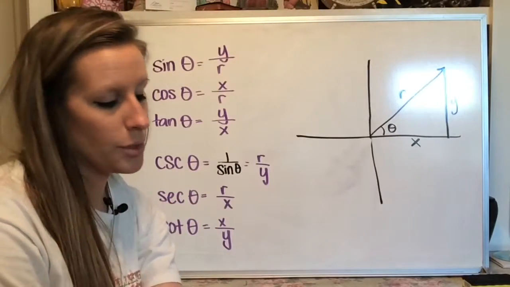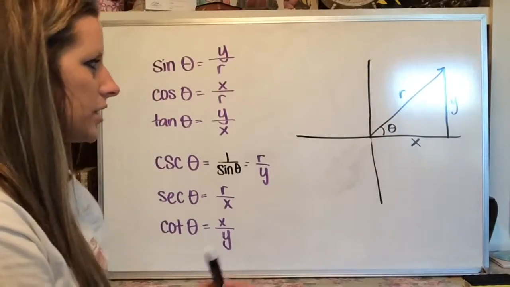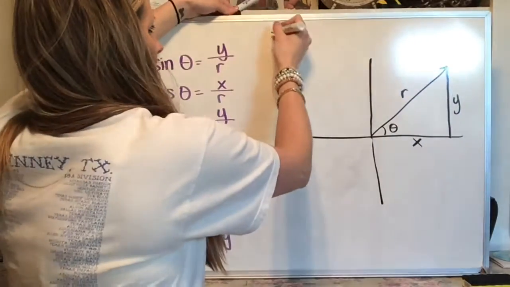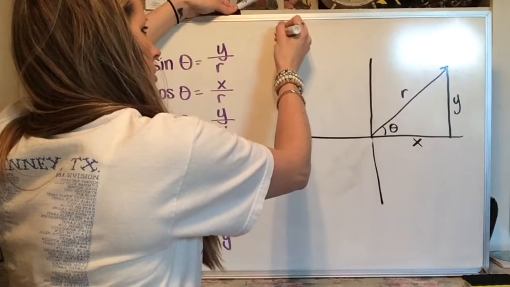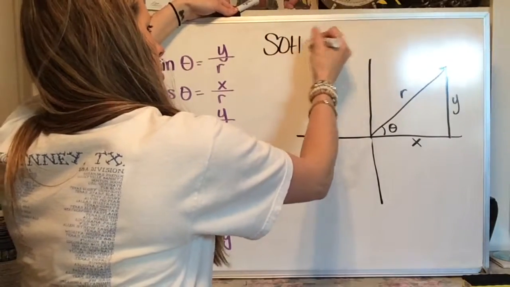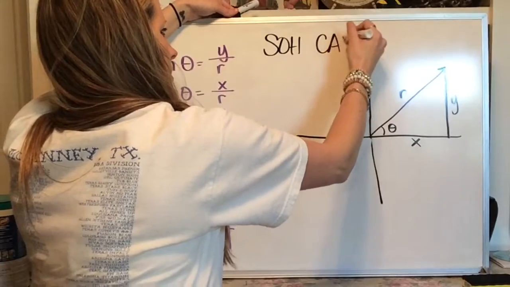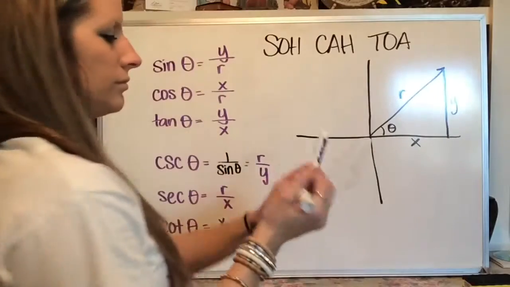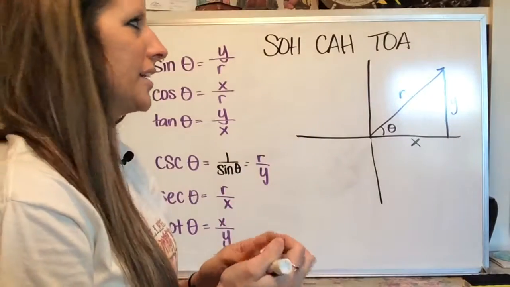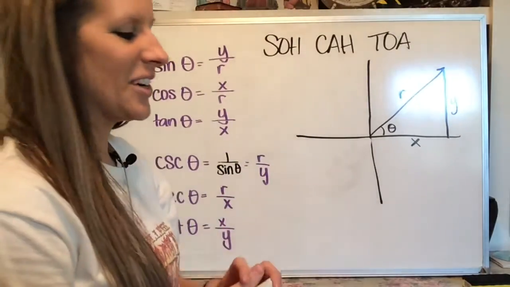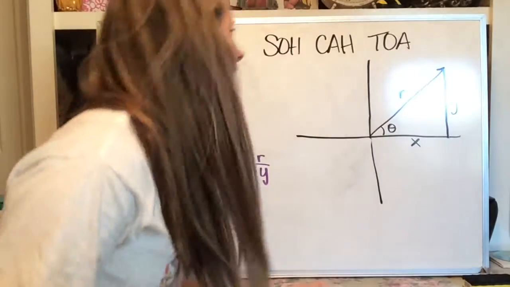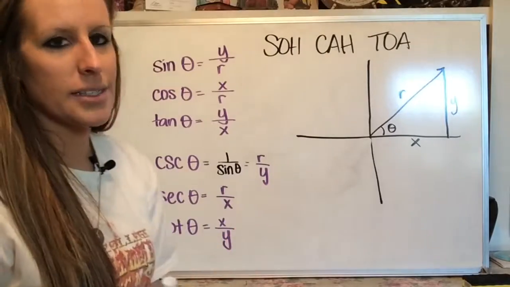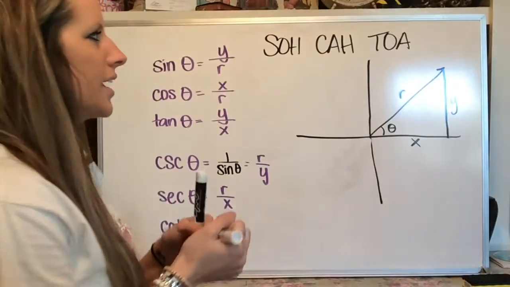There is a trick to remembering this, and I learned it back when I was in high school, and I still use it. And the trick to remembering it is SOHCAHTOA. Sounds like a tribal name or something. SOHCAHTOA. I always think of Pocahontas whenever I think of SOHCAHTOA. So let me tell you what it stands for. And it makes it a lot easier than just memorizing x's, r's, and y's and stuff like that.